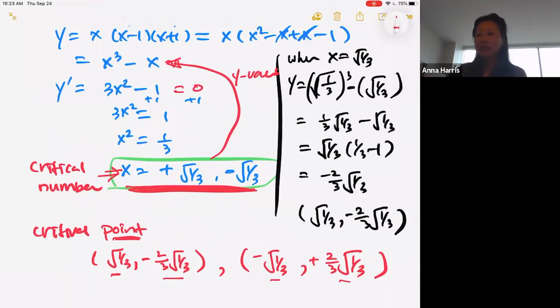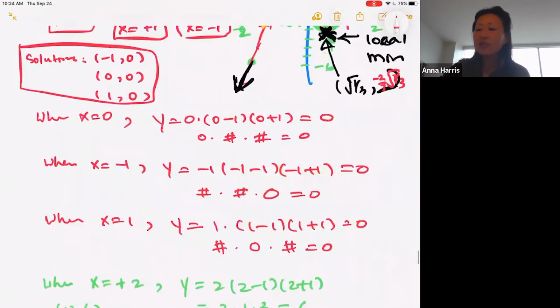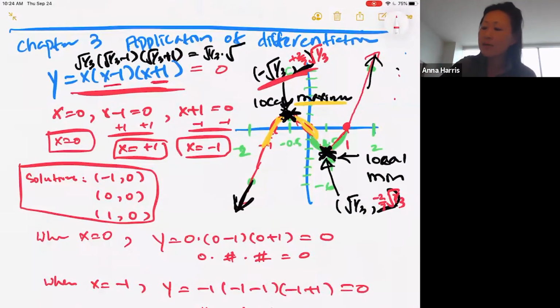Okay, pay attention class, because this is all the things you need to do for your homework problems and your exam. So by taking the first derivative, we figured out where the maximum is and where the minimum is. The minimum happens at x equal to square root of 1/3, y equal to negative 2/3 times square root of 1/3. The maximum happens at x equal to negative square root of 1/3, and the y value is 2/3 times square root of 1/3.